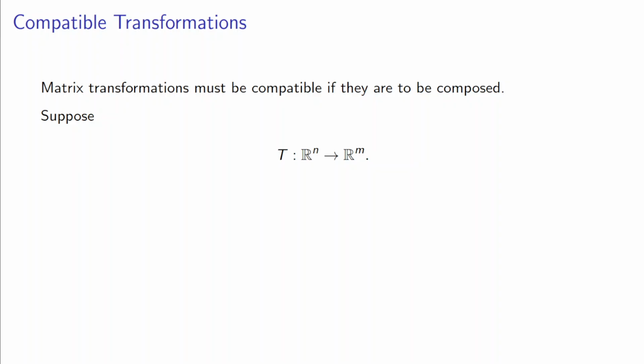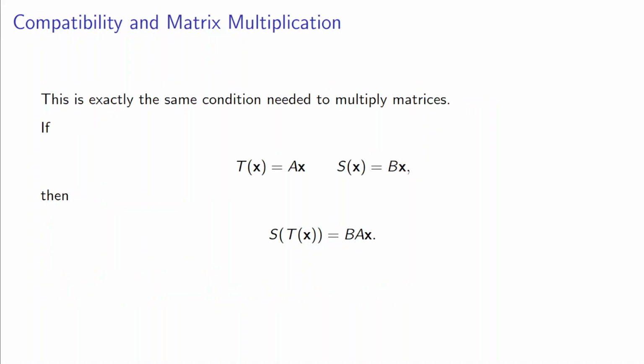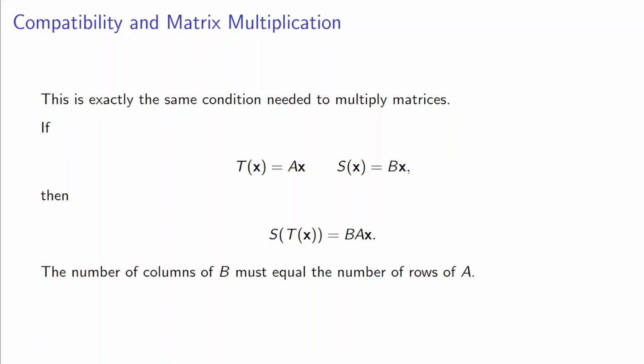Matrix transformations must be compatible if they are to be composed. For example, if T goes from Rn to Rm, the output, T of x, is an m-dimensional vector. For S of T of x to make sense, S must accept vectors in Rm. This is exactly the same condition needed to multiply matrices. So if T of x is AX, S of x is BX, S of T of x is B times A times X. The number of columns of B must equal the number of rows of A.